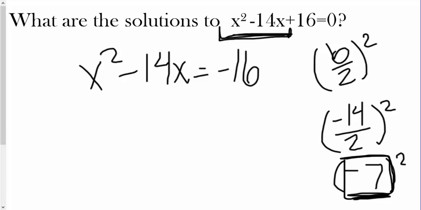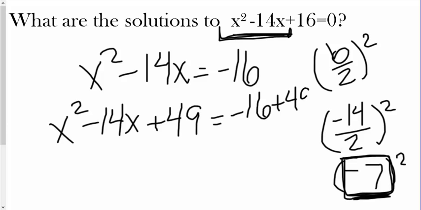Whatever b divided by 2 is going to be what's inside your squared quantity. So that would give me 49 needs to be added to both sides. So I'd have x² - 14x + 49, because that's (-7) squared, equals -16 + 49. And I can simplify that down to 33.